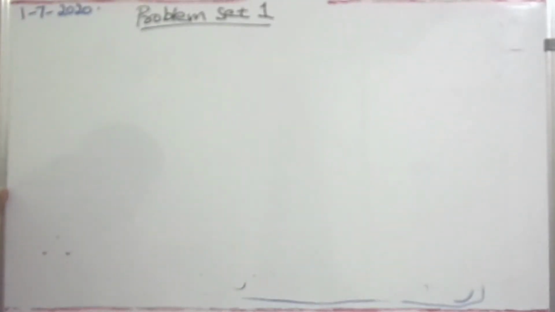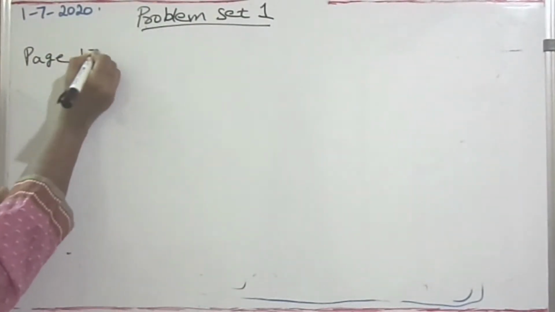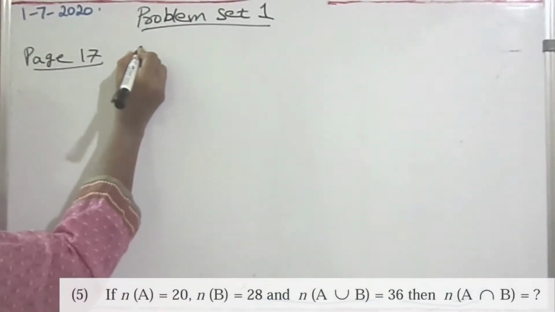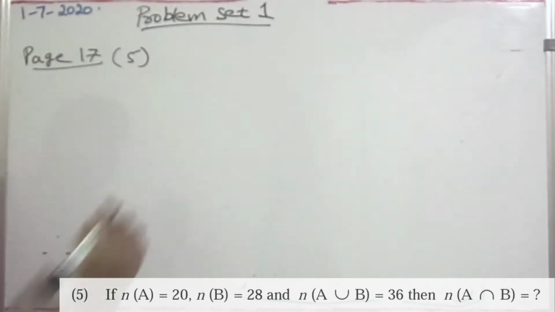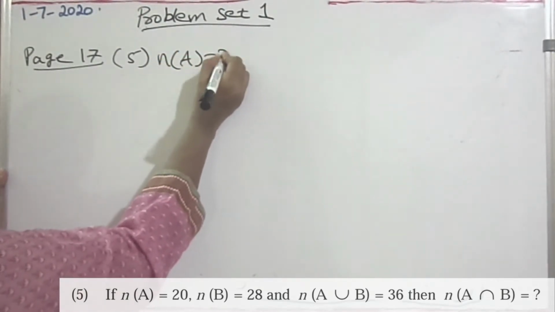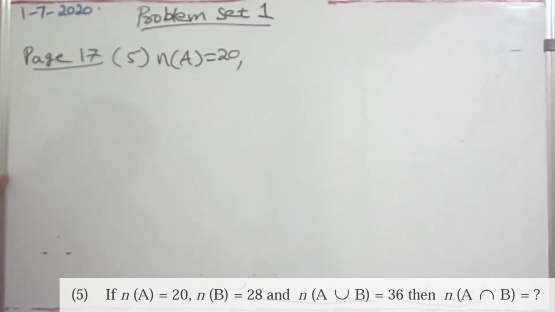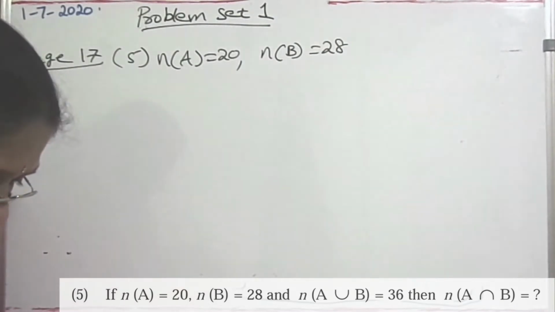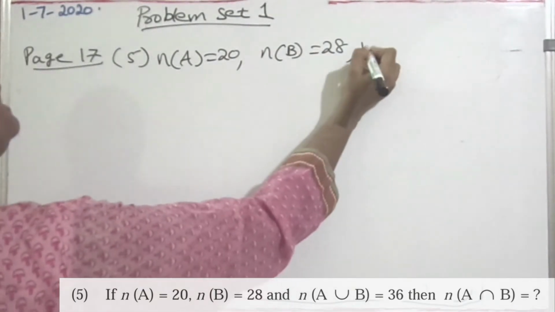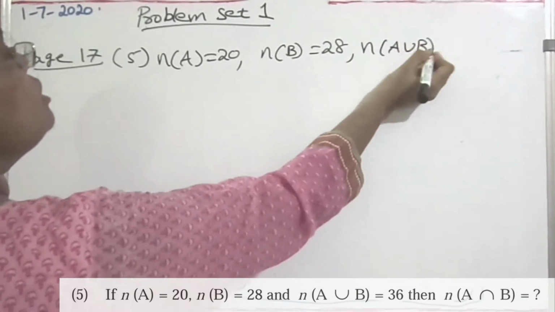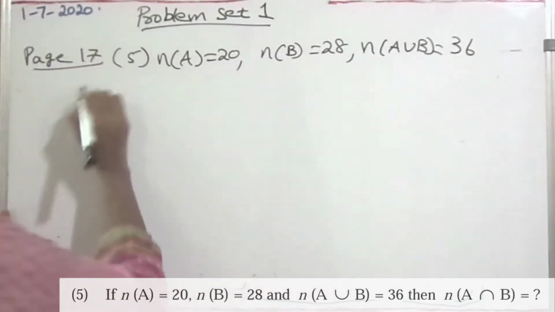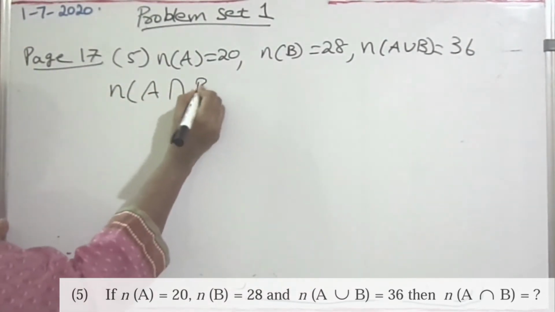Fifth sum, page 17. Sum number 5. Okay, let us list what is given here. Number of elements in A is 20. Number of elements in B is 28. Number of elements in A union B is equal to 36. And you have to find number of elements in A intersection B.